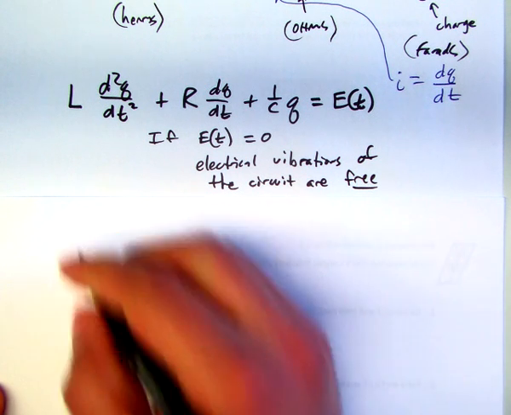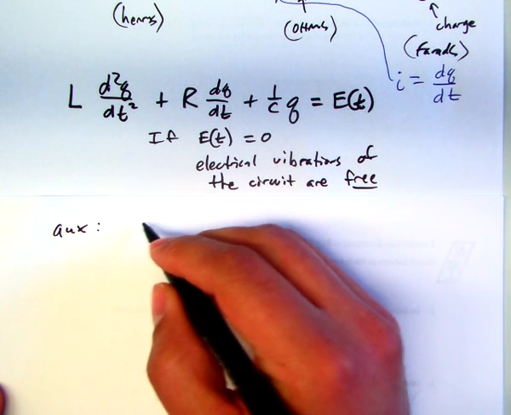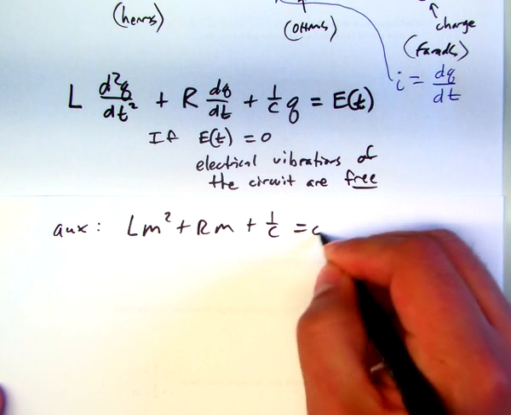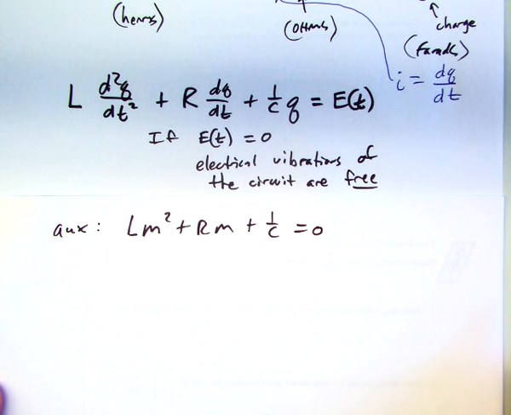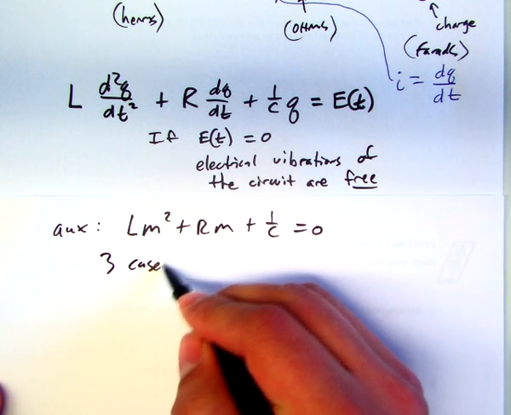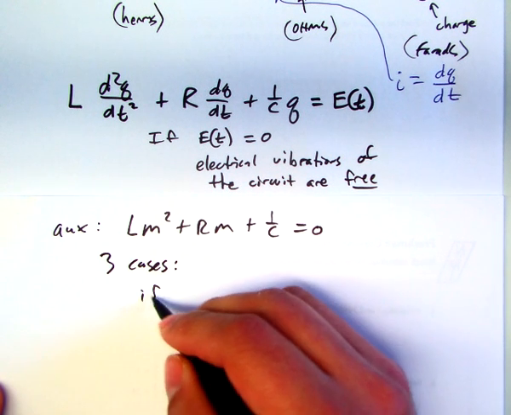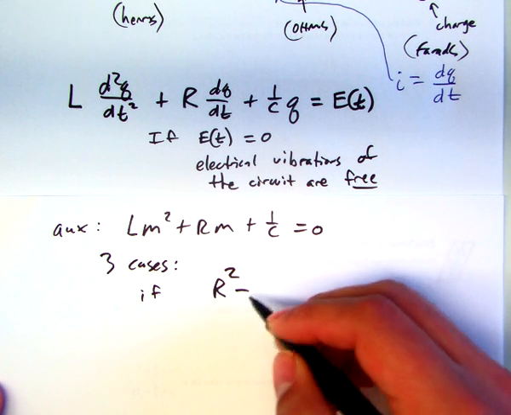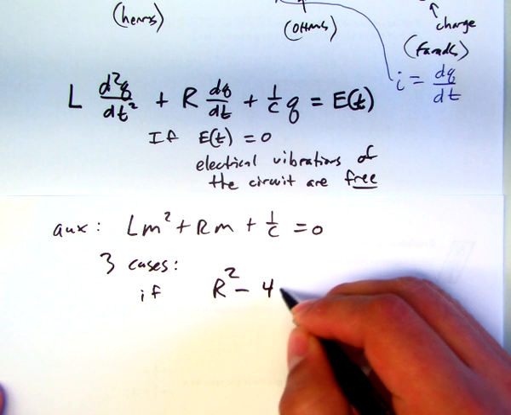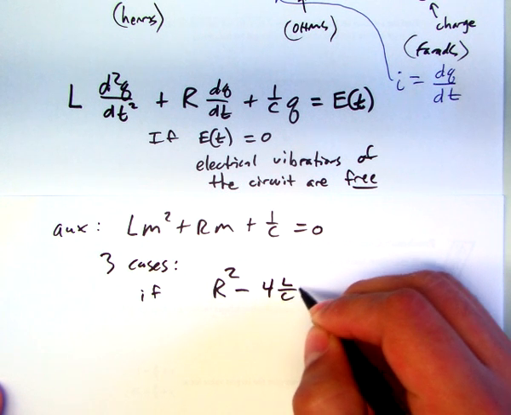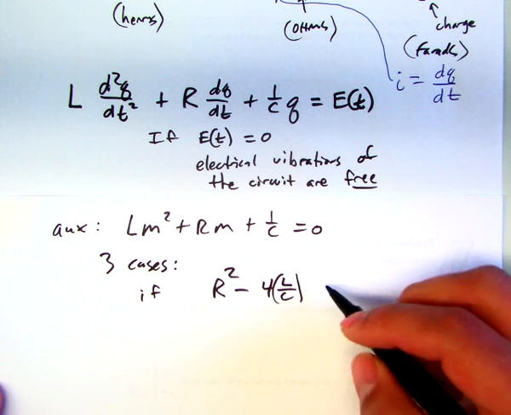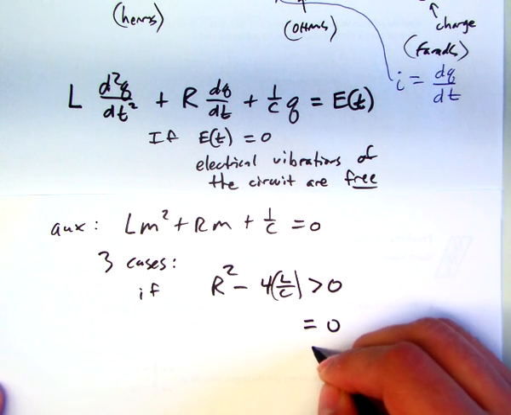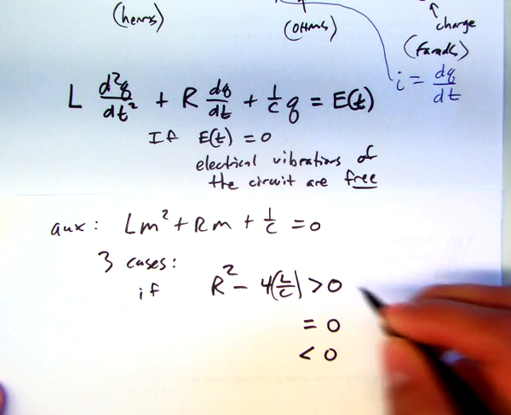The auxiliary equation will be L m squared plus R m plus 1 over C equal to 0. So again, there's going to be three cases. If, let's see, the discriminant would be b squared, so R squared minus 4 times a times c, so that's 4L over C. So if R squared minus 4L over C is greater than 0, equal to 0, less than 0, we have the same systems as before.